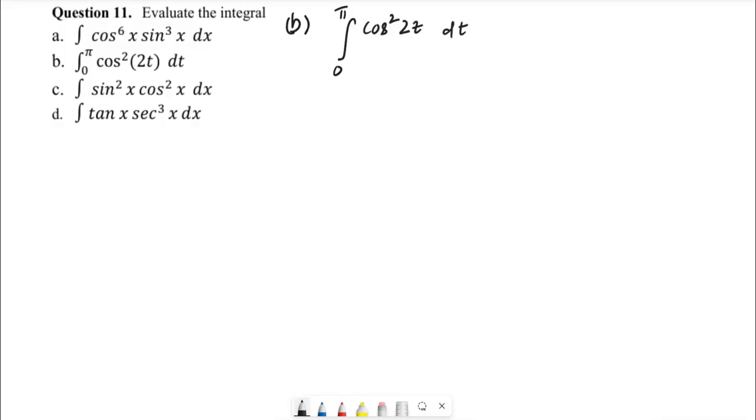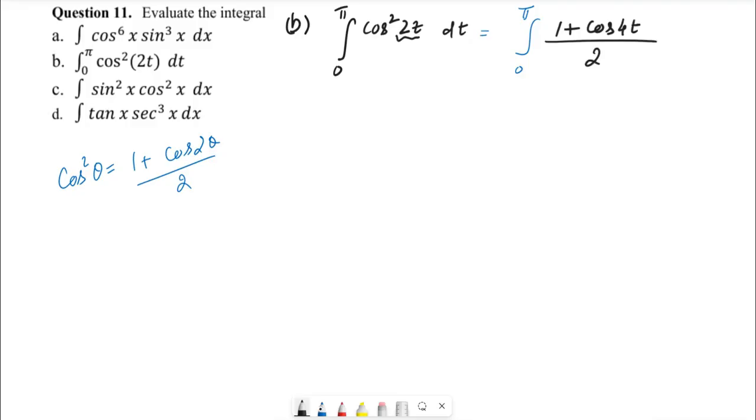Let's work on part B. If we have an even power of a trigonometric function like cosine, actually, we remember from our trig, cosine square theta is 1 plus cosine 2 theta by 2. So this can be converted to cosine square theta is 1 plus cosine double of whatever the angle is, double 2t. So the angle here will be 4t, divided by 2, with respect to t. Integral, half can just be pulled out: 1 plus cosine 4t dt.